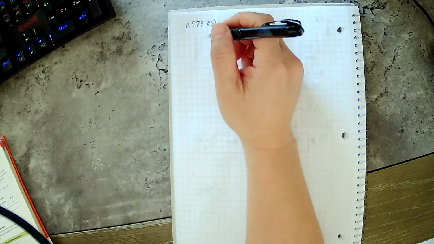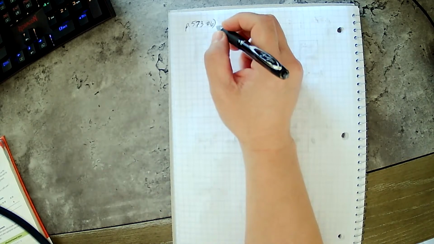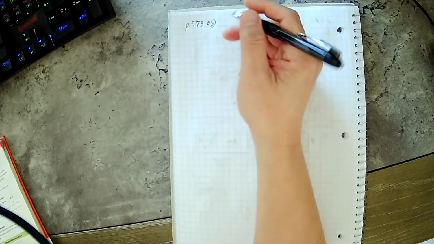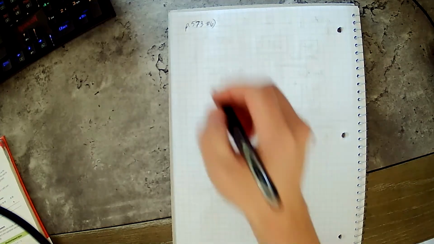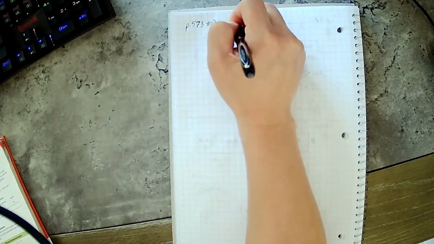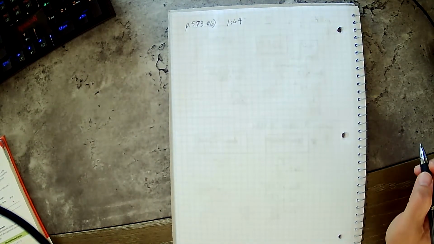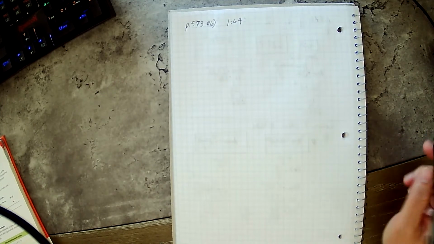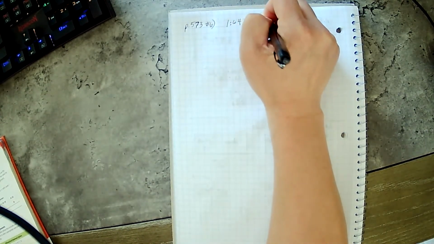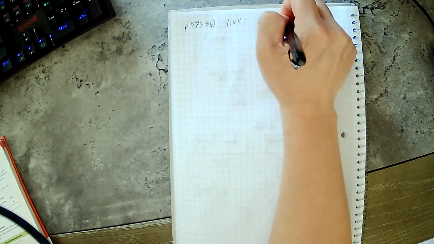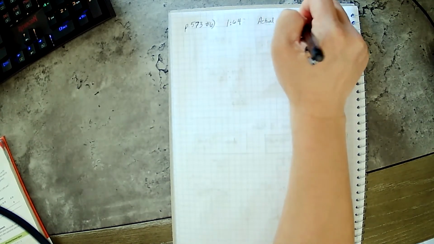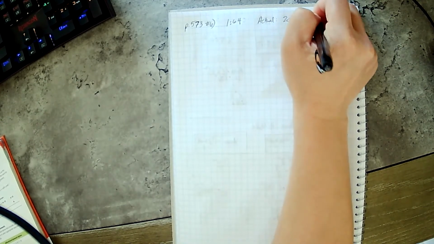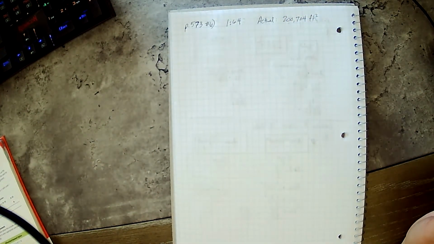Okay, so the problem says that Craig is making a model version of his neighborhood that uses model trains. The ratio of the model train to the actual train is 1 to 64. His neighborhood covers an area of 200,704 square feet. So this is the actual neighborhood. What would be the area of the model neighborhood?